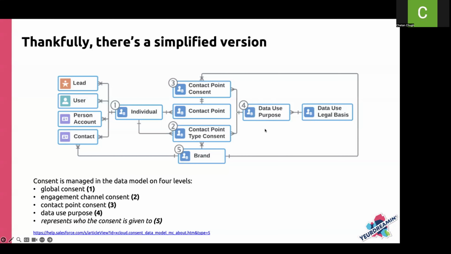Number 4, Data Use Purpose. It could be, like I mentioned, newsletters, new product launches, promotions, surveys, product announcements. These are campaigns that you want to run, and for that you need a very specific data use purpose, which is given to you on a very clear data use legal basis. And then you can maintain it on a Contact Point Type Consent object. Quite a mouthful, yes. Here a customer simply says, I give you consent to send me an email for this data use purpose. That's it. So it's more of an engagement channel consent.